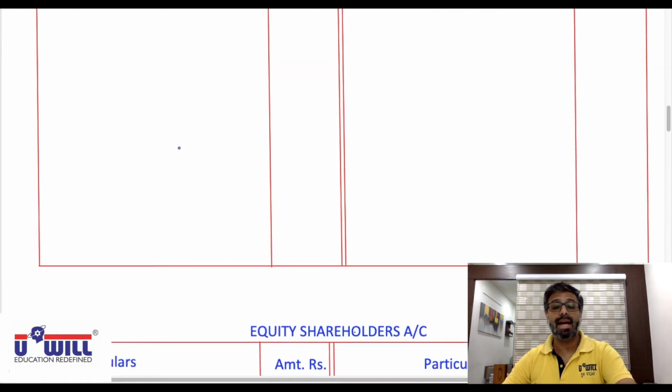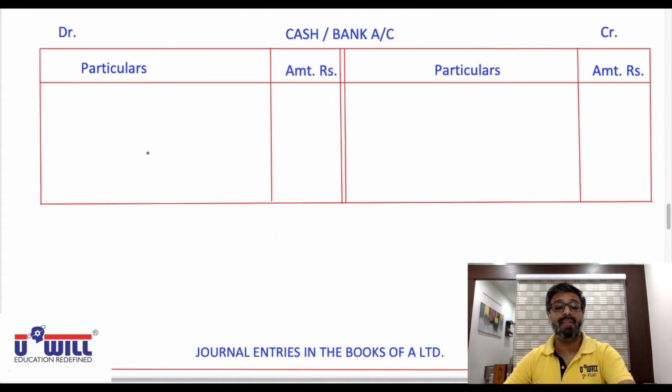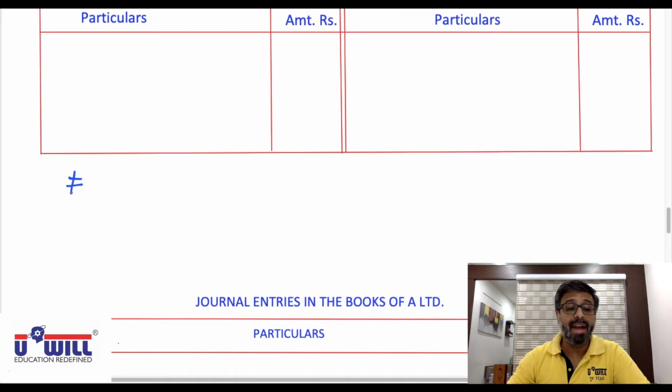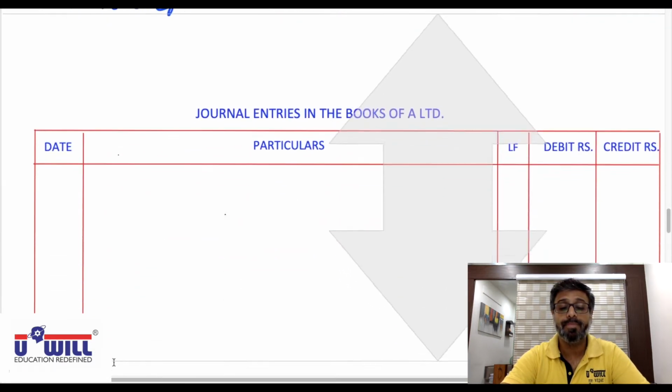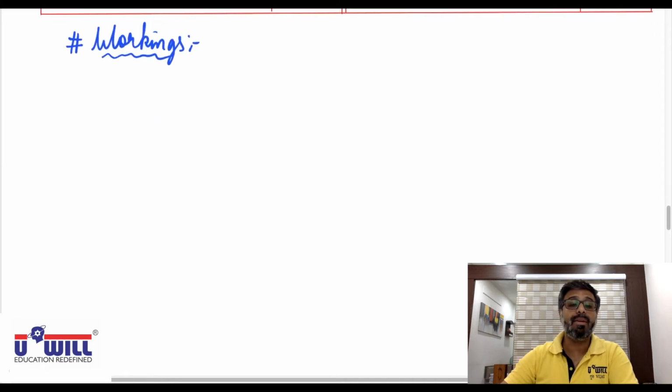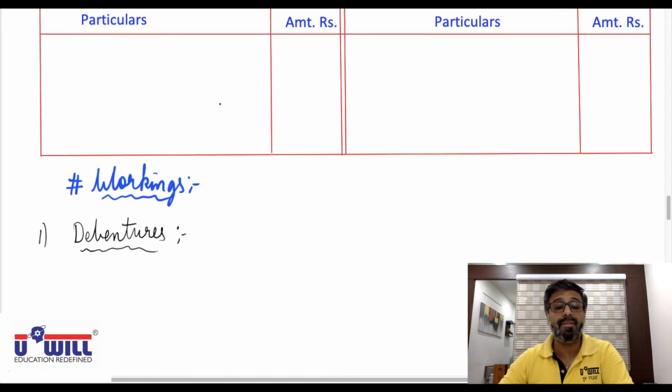Now before we start with the ledger accounts, first we will have to make workings and find the amount of purchase consideration. Because without the amount of purchase consideration we cannot proceed with the journal entries. So working note below the ledger accounts we will do first and find the amount of purchase consideration. First working we make for debentures as we do it normally. In this question also first we make the workings of debentures. See the language of debentures again everyone, what is given to you.